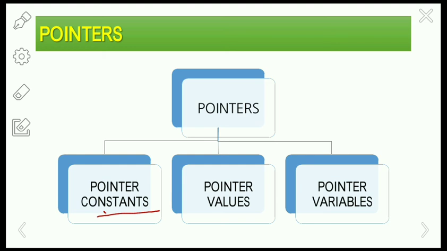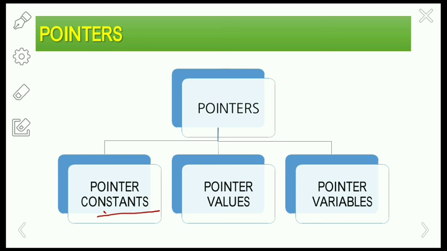Next, coming to the pointer values. Normally the pointer is going to store the address of another variable. We can obtain the value through the variable stored using the address of operator. So a pointer value is nothing but the address of another variable, and we can get that address using the address of operator.